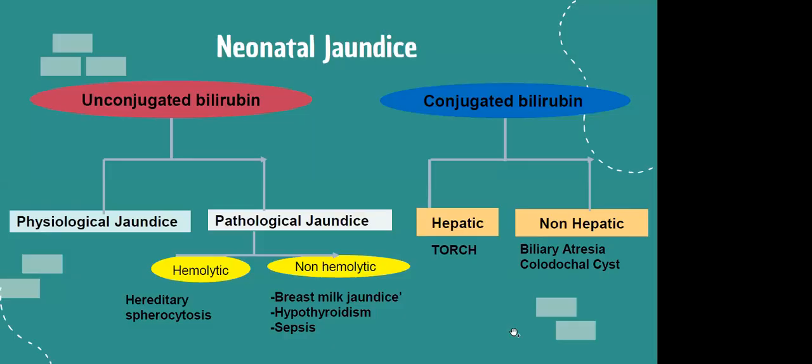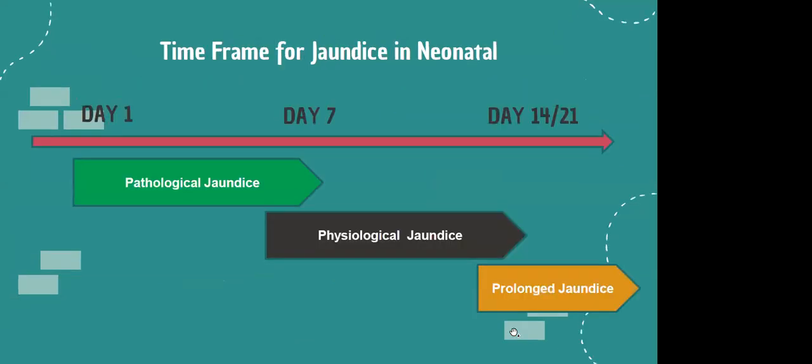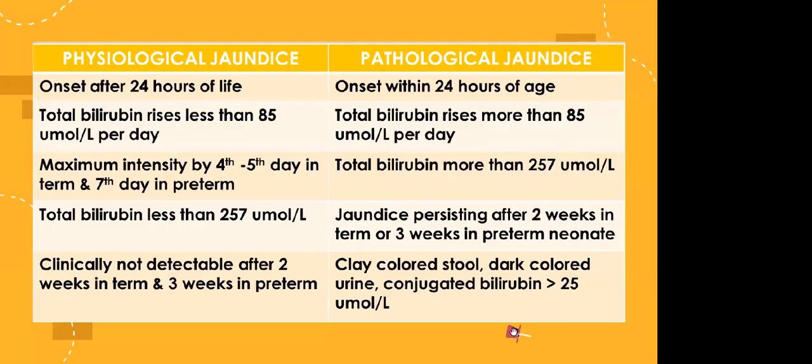Okay, next. This is another classification of neonatal jaundice where we can divide into conjugated and unconjugated bilirubin. Okay, next. This is a time frame for jaundice in neonates. Okay, next. This is a table where we differentiate between pathological and physiological jaundice.